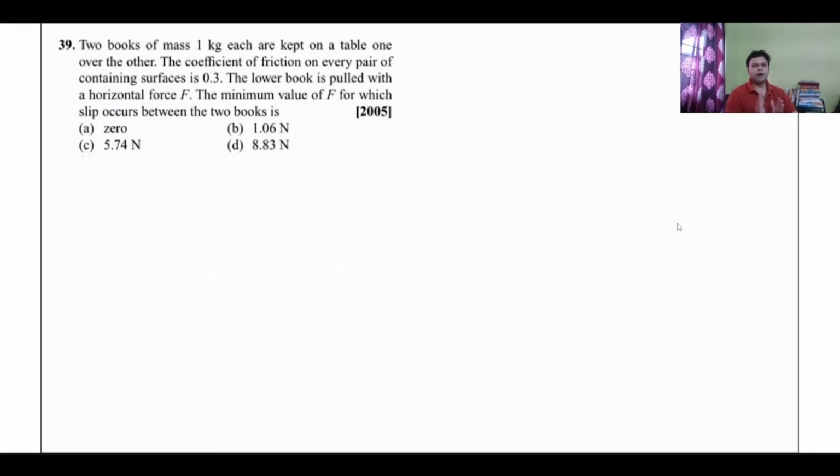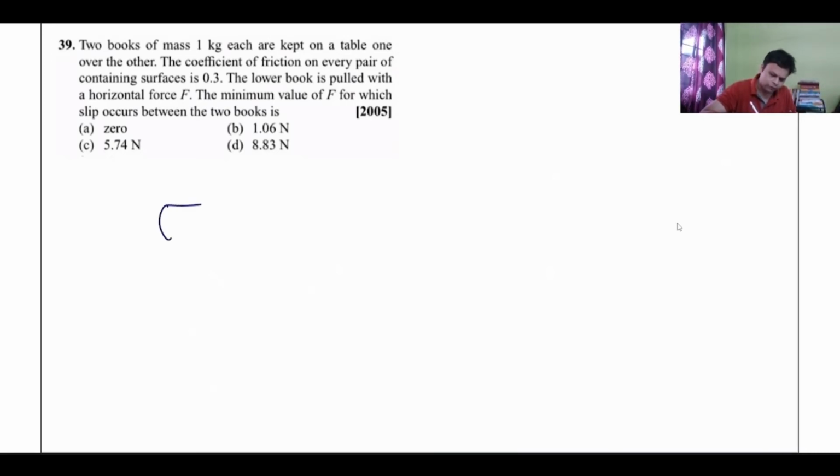Two books of mass 1 kg each are kept on a table, one over the other. The coefficient of friction on every pair of surface is 0.3. The lower book is pulled with a horizontal force F. The minimum value of F for which the slip occurs between the two books is. Okay, fine. So for minimum values, in 99.99% of static friction equations, it will be for limiting friction.